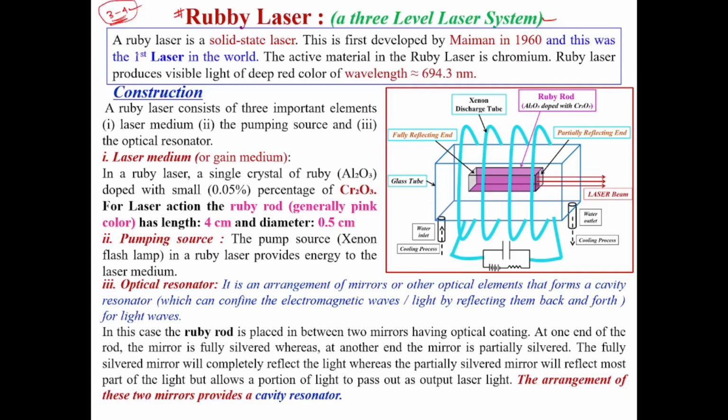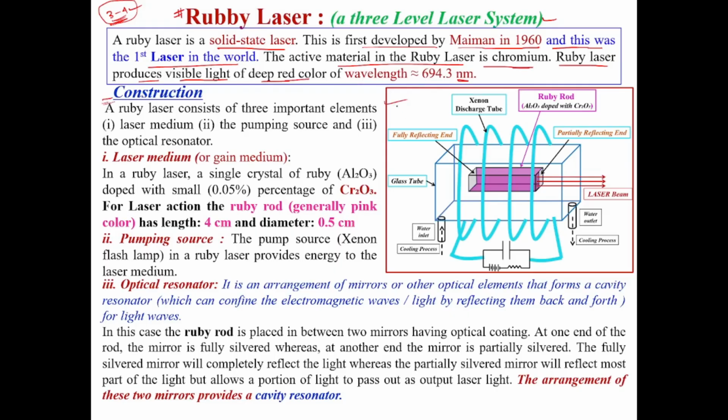Here, a ruby laser is a solid state laser. It was first developed by Maiman in 1960, and this was the first laser in the world itself. The active material in the ruby laser is chromium. The ruby laser produces visible light of deep red color having wavelength 694.3 nanometer. Okay, so this is the construction part.